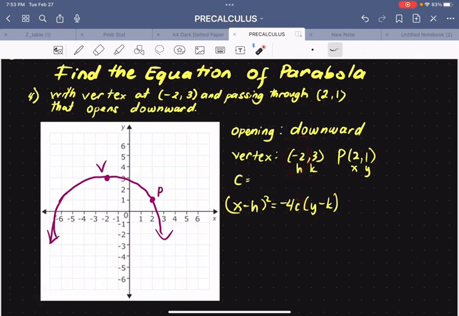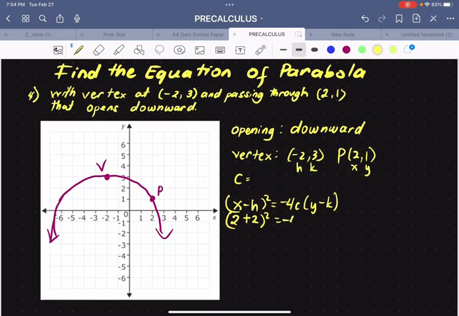So, our h is negative 2, x is 2. Okay? So, the equation will become 2 plus 2, so our x is 2. That's why it becomes 2 here. Our h is negative 2. Substitute here. Minus negative 2 will become positive 2. Equals negative 4c times y. The value of y is 1, 1 minus 3. Okay, so our y is 1. And the value of k is 3.